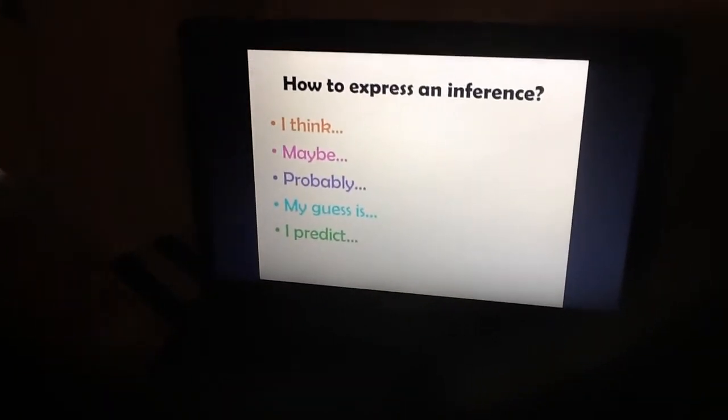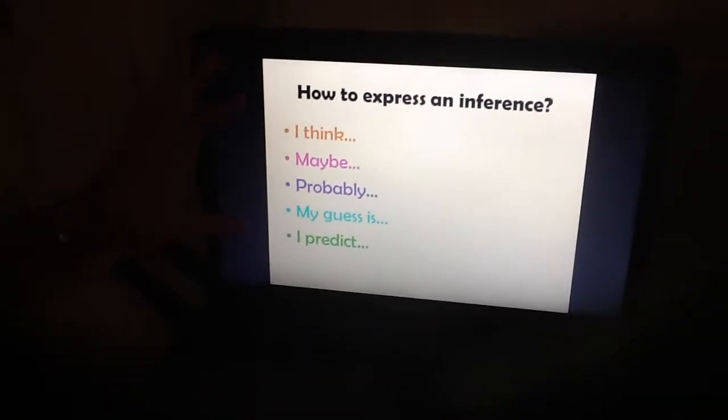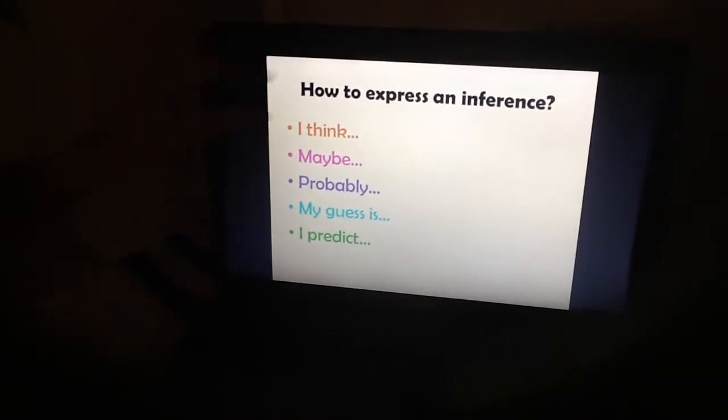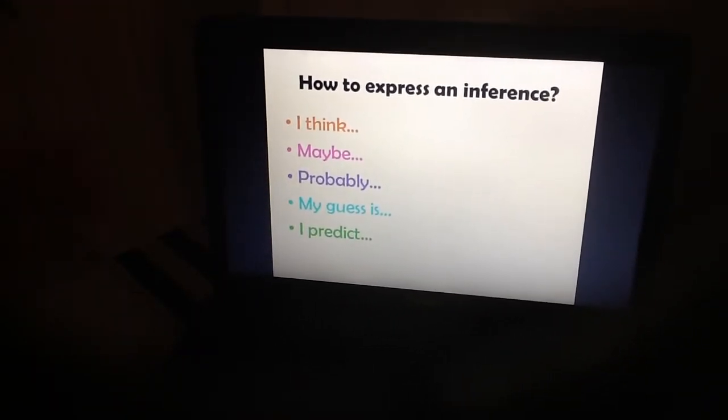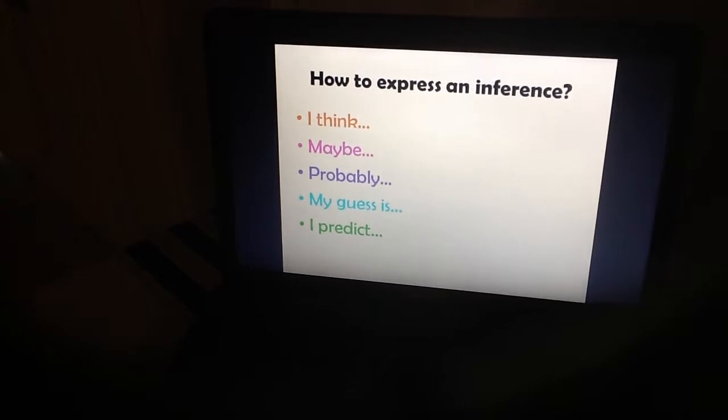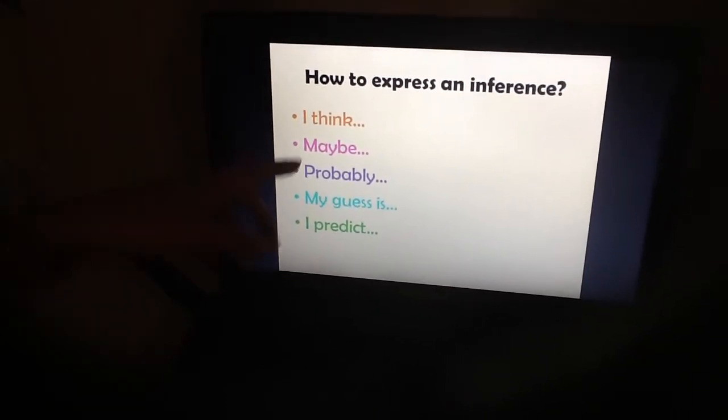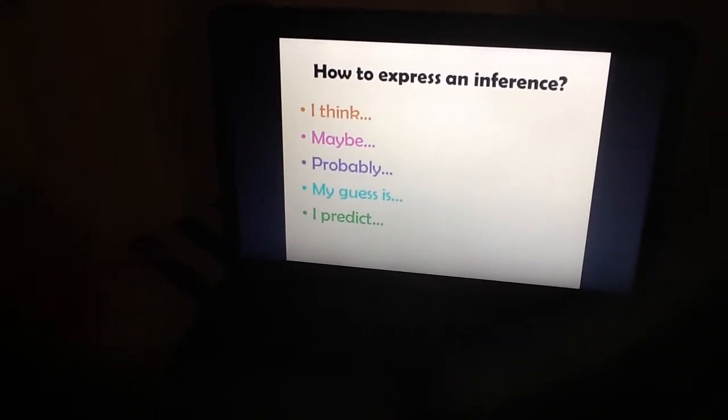And how can we express an inference? We have these key phrases. I decided to put them in different colors because this will help our visual learners to remember them. I think, maybe, probably, my guess is, or I predict.